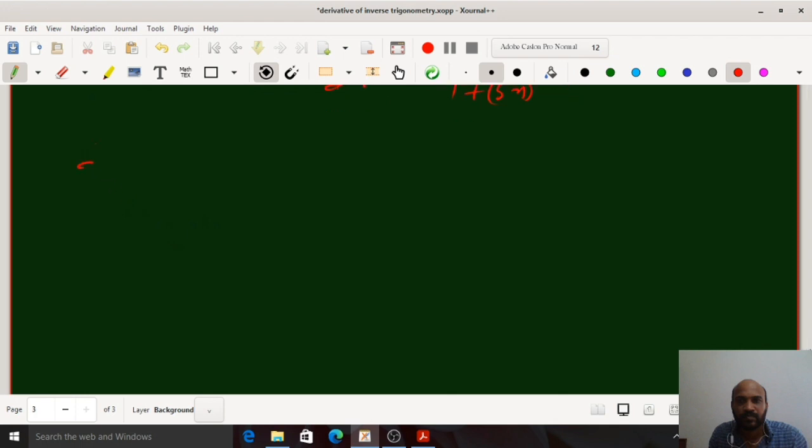Now the third question, find dy by dx where y equals sine inverse of e raised to x. Again a combination of two functions, sine inverse and e raised to x. So dy by dx we can find directly.